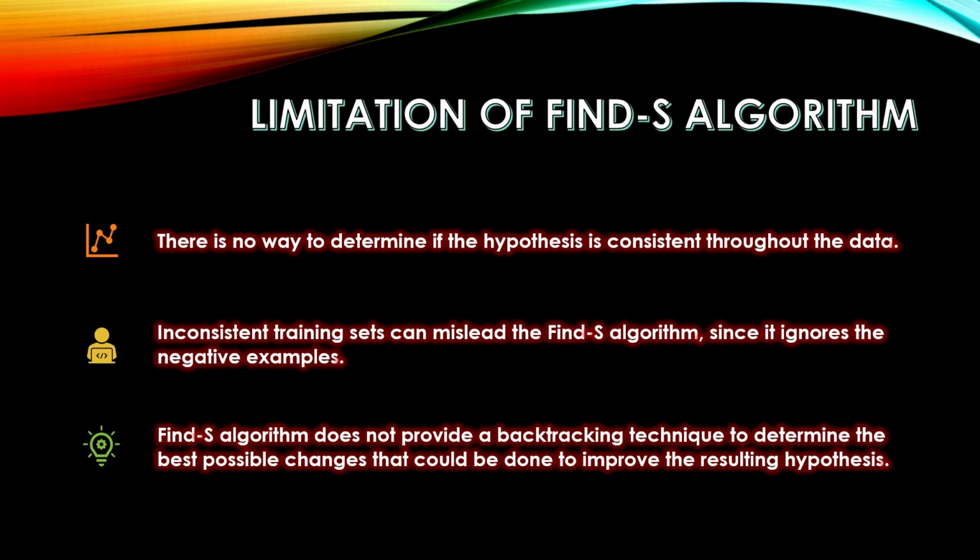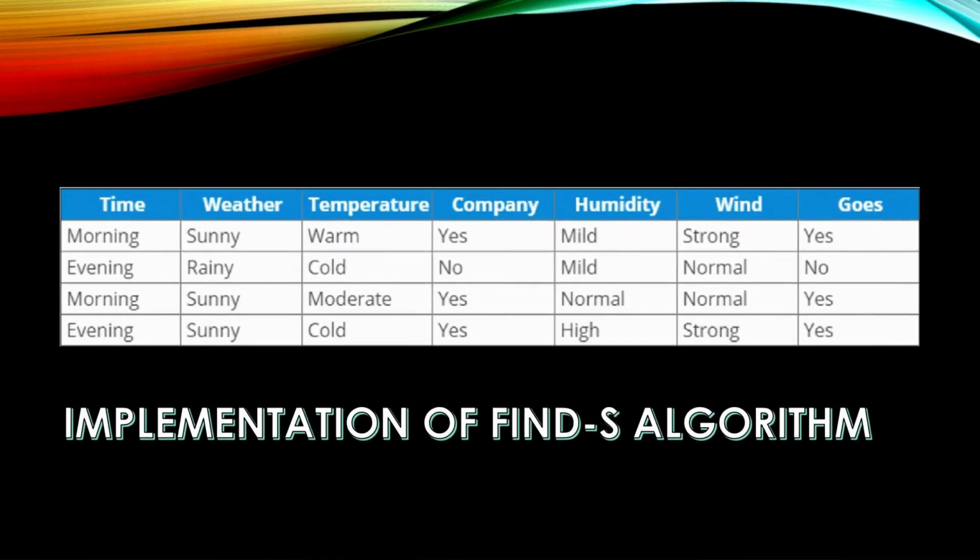Now that we are aware of the limitations of the Find-S algorithm as well, let us look at a practical implementation of the Find-S algorithm. To understand this, let us try to implement it on a smaller data set with a bunch of examples to decide if a person wants to go for a walk or not.